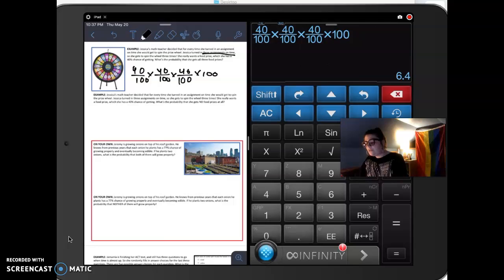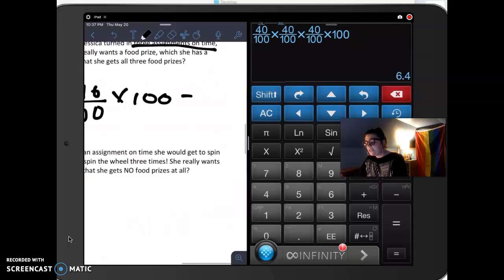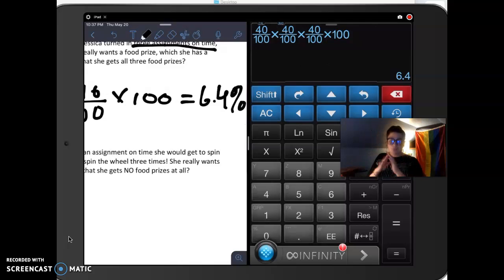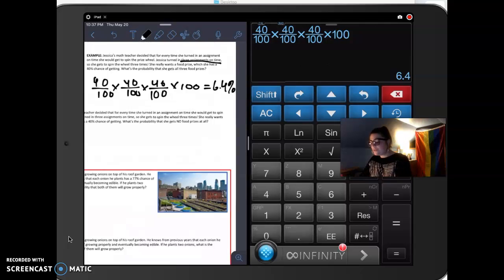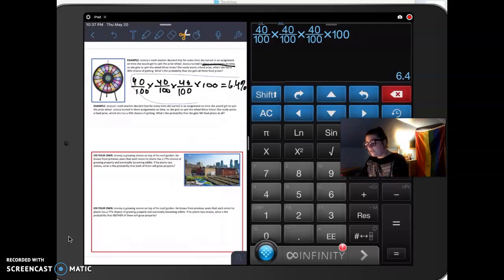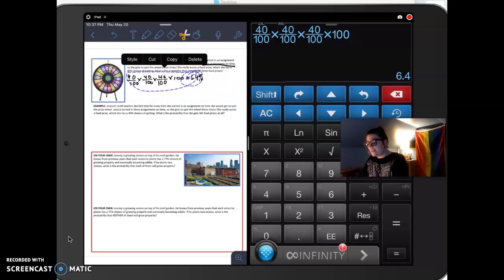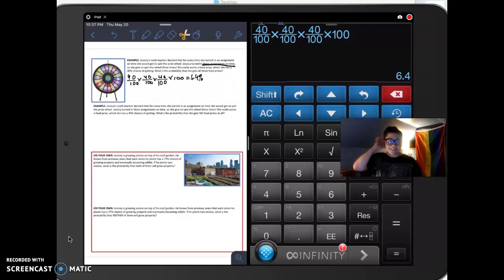Not too hard to understand that Jessica really doesn't have a very good chance of getting a food prize every single time, 3 times in a row. Like we were talking about before, if you do things in a row, the probability that you're going to get them in a row gets less and less and less. All right, so now I'm going to show you maybe an easier way to do it. We'll see what you think.